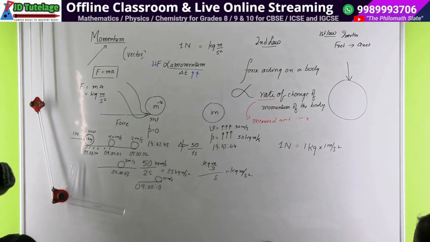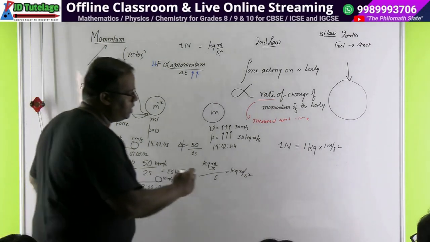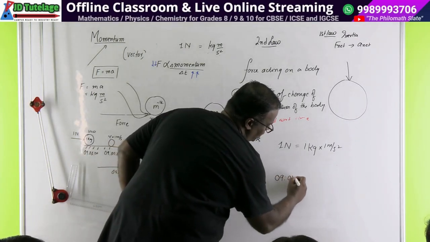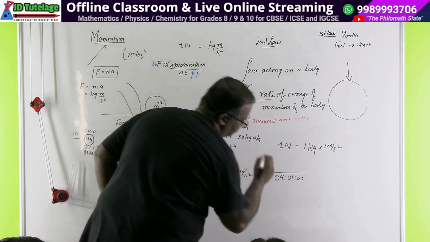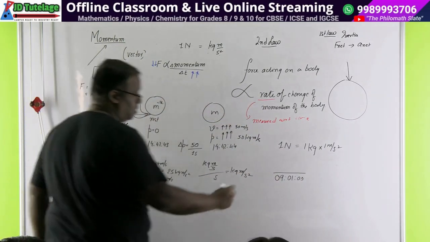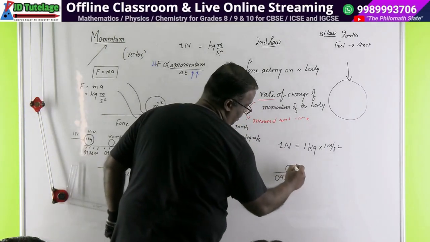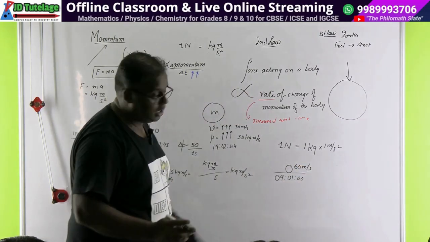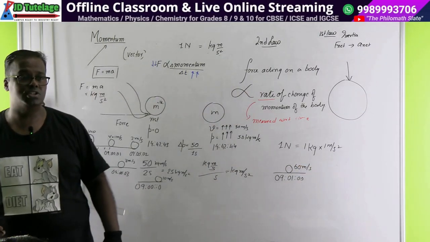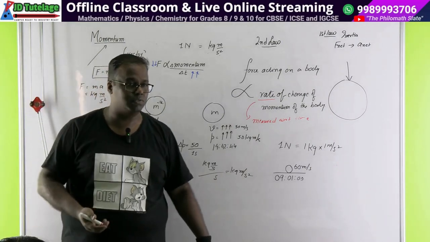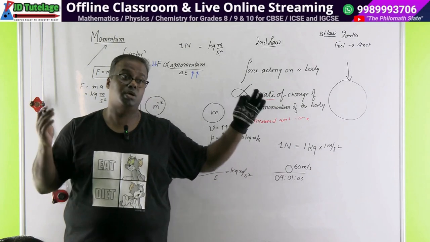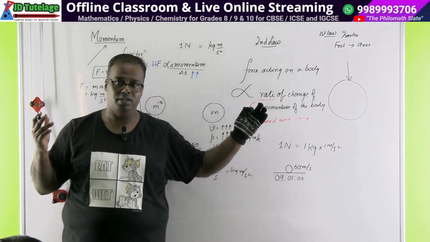Iska matlab aap socho. By the time we are at 60 seconds, what is the speed? Don't you think 60 meter per second is quite a speed? Quite a speed. Can you just convert it into kilometers per hour? Convert karo, 18 by 5 kar denge. So 5 into 60 is 12, 12 into 18. Substantial speed, more than 120.